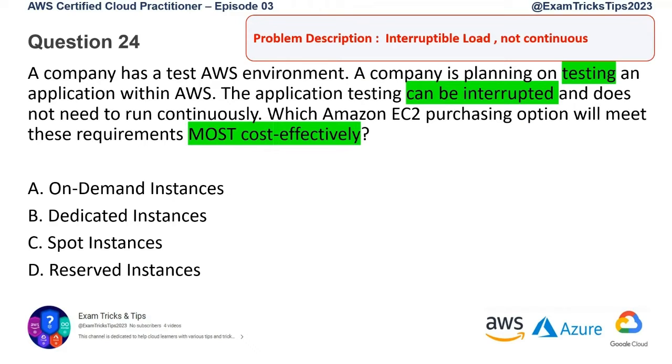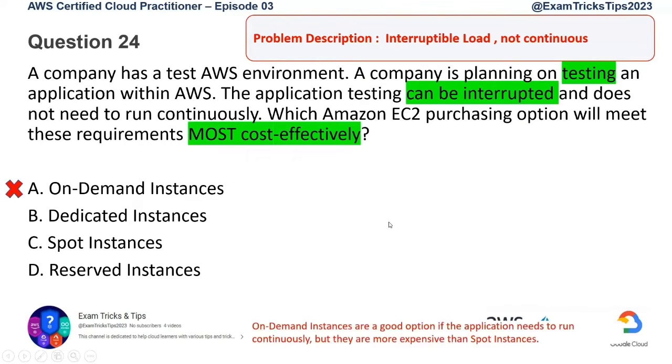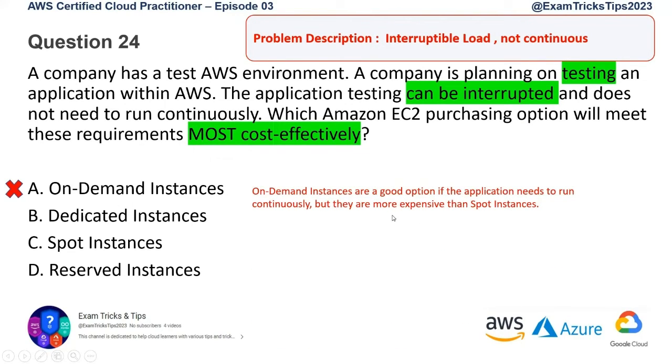So this is a test environment. It's not a production environment. The load is interruptible. Application testing can be stopped and started. And obviously, as the question is specifically asking most cost effectively, what solution can give us the most cost effective solution? On-demand instance is pretty spot on, but we don't need on-demand in this case, because you need on-demand when you have a continuous load, and we don't have a situation where it is continuous. It is economical as compared to other options like a dedicated instance or reserved instance, but it's not an economical option in the current scenario.